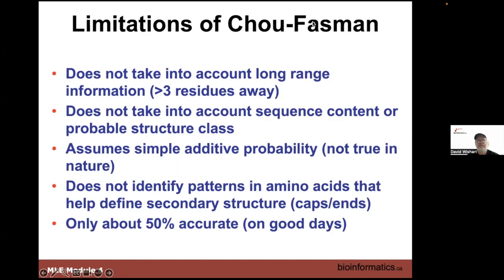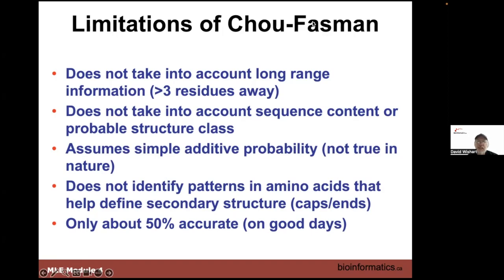Now, this kind of works, but it doesn't allow you to include information about residues that are more than three residues away. It doesn't take into account the fact that there are certain classes of structures, and when a protein falls into a class, it makes all the other amino acids want to fall into that class of beta sheet or helical. It assumes an additive probability. That's not how amino acids work together. It doesn't identify certain patterns, like the N-terminal caps and C-terminal caps that end and start helices or beta strands.